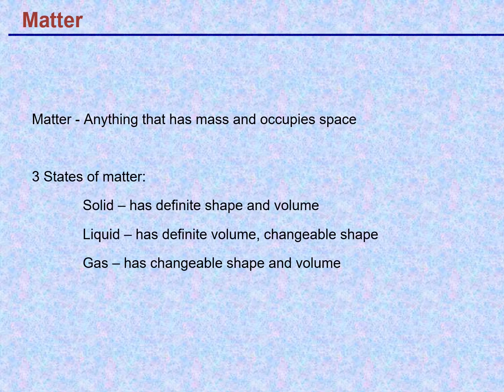Okay, so what is matter? Anything that has a mass and occupies space. There are three states: solid, liquid, and gas. Solid has a definite shape and volume. Liquid has a definite volume but changes in shape depending upon what it's in. And gas has both changeable shape and volume.